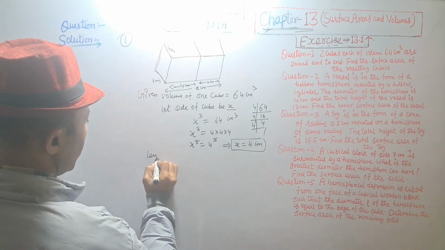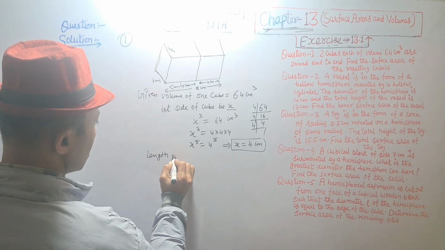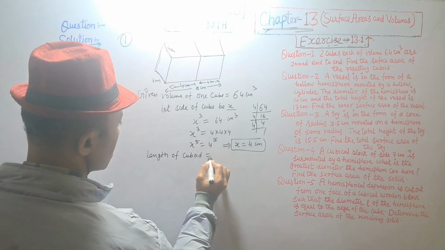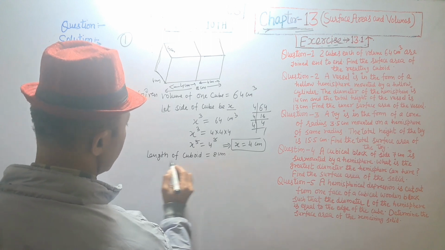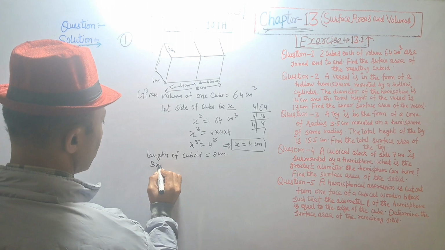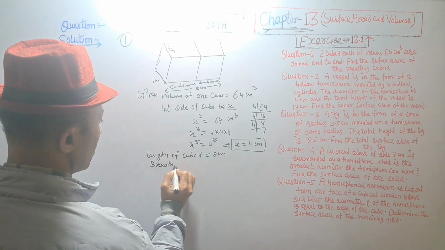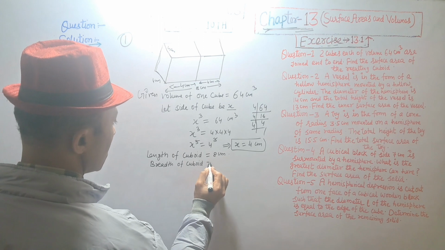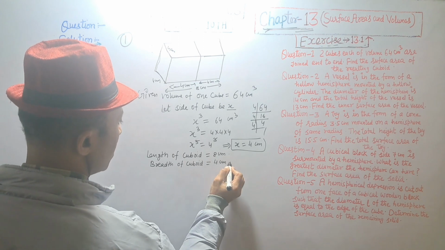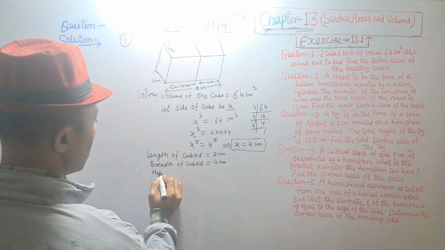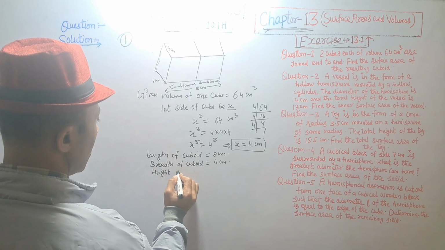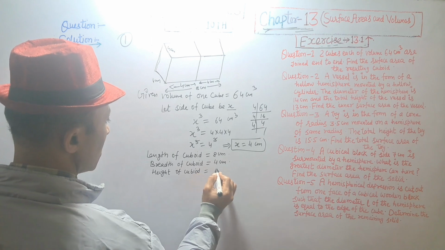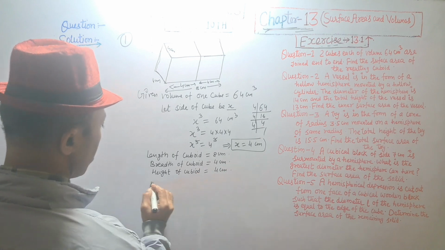Length of cuboid is equal to 8 centimeter, and breadth of cuboid is equal to 4 centimeter, and height of cuboid is equal to 4 centimeter.